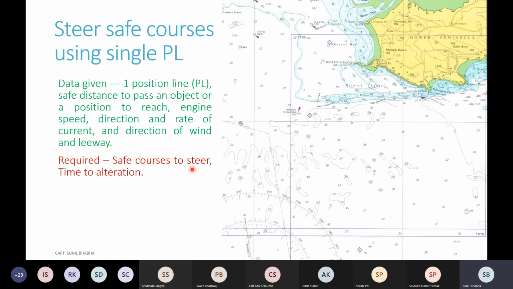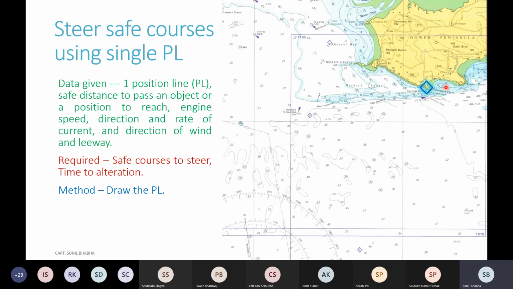What safe courses should we steer to pass at a safe distance from the given object or to reach a certain destination, and what should be the time to alteration? Let's see the method now, step by step. How do we solve this kind of question? The first thing we need to do is the position line which is given to us. We will first draw that position line on the chart.